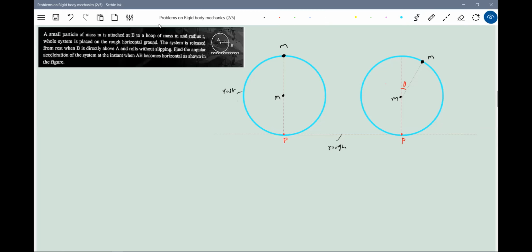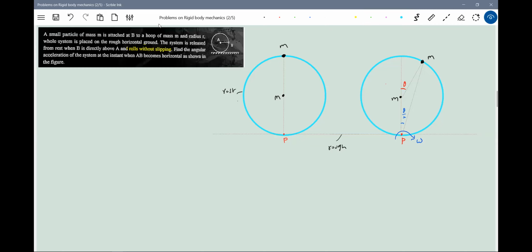Where is the instantaneous axis of rotation? It is here. If this is theta, what can be this angle? Theta by 2, from the geometry. Then let's bring that omega. Rolls without slipping. I think unless you have understood this rolling without slipping, you'll land in big trouble.